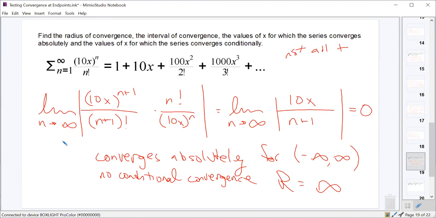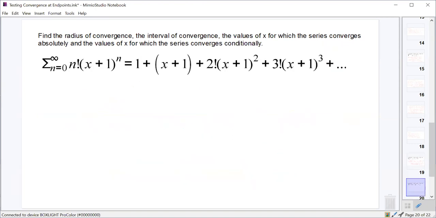Any other questions on that? Let's do another one. The sum from n equals 0 to infinity of n factorial times (x plus 1) to the n.